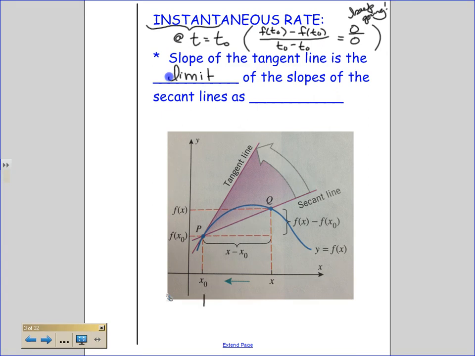Is there a special way of writing the difference between two x's? Triangles. Deltas. What's going to happen to my delta x as I'm trying to make my removed point get closer and closer? Delta x is not just going to get smaller, it's going to approach 0. I can't be at 0 or else my formula wouldn't work, but I can approach.